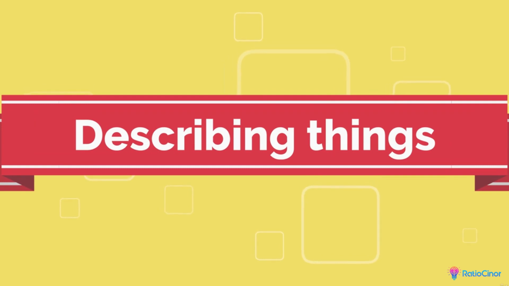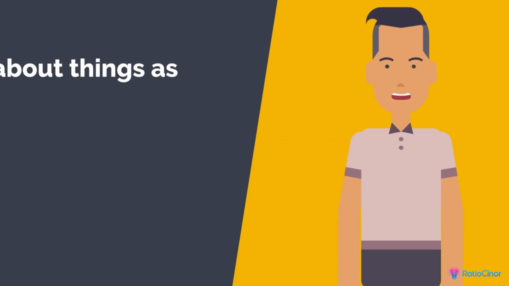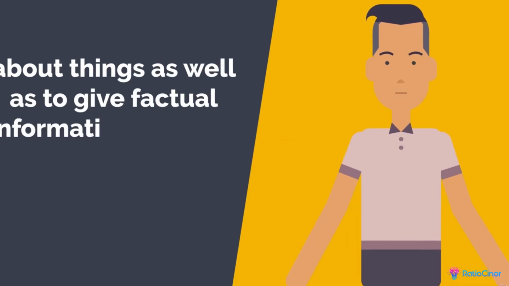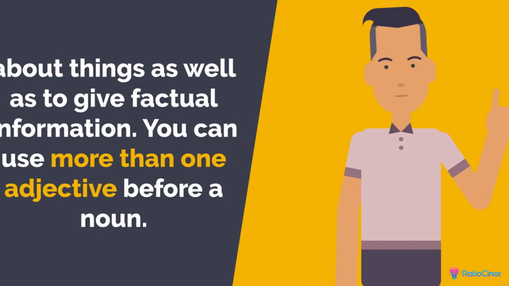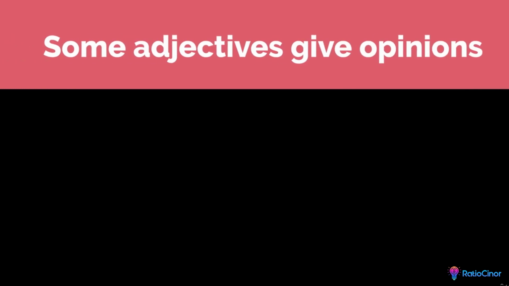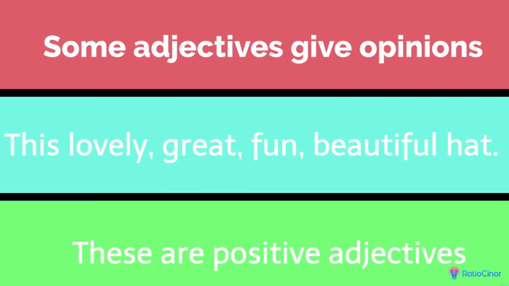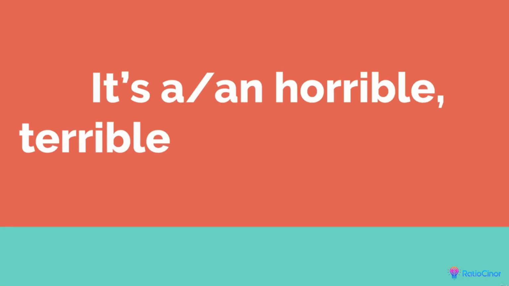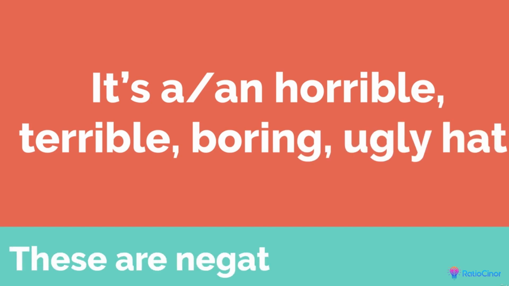Describing things. You can use adjectives to give your opinion about things as well as to give factual information. You can use more than one adjective before a noun. Opinion adjectives. Some adjectives give opinions, not facts. This lovely, great, fun, beautiful hat. These are positive adjectives. It's a horrible, terrible, boring, ugly hat. These are negative adjectives.